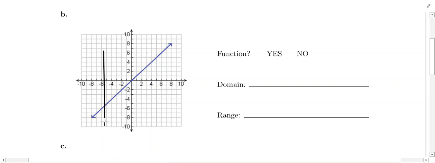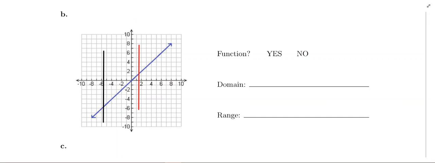So here's our first one, and this vertical line intersects our blue line one time. And then let's draw another vertical line. I'm just trying to draw vertical lines in various places. So here is this red vertical line, and again, it intersects our blue line in just one point. I'll draw one more, pick right here. All right, here's another vertical line. It hits the blue line just one time.